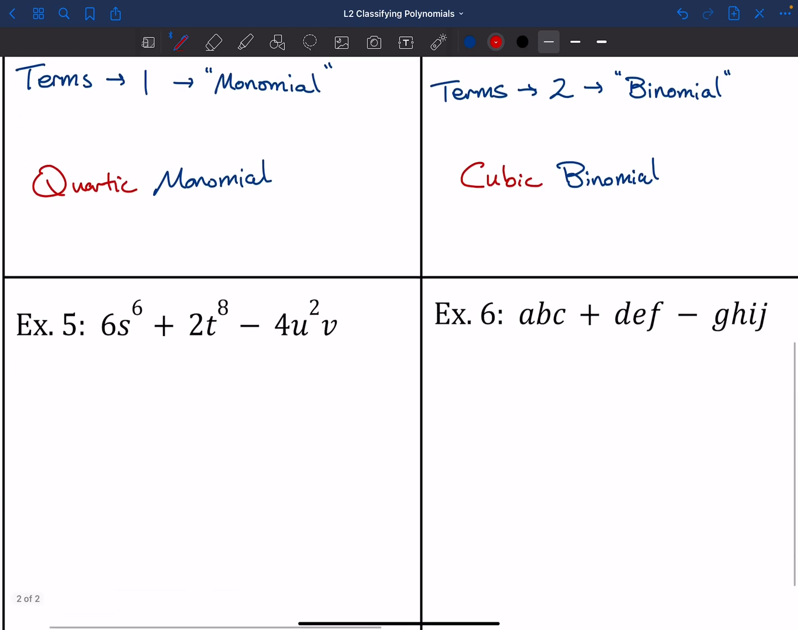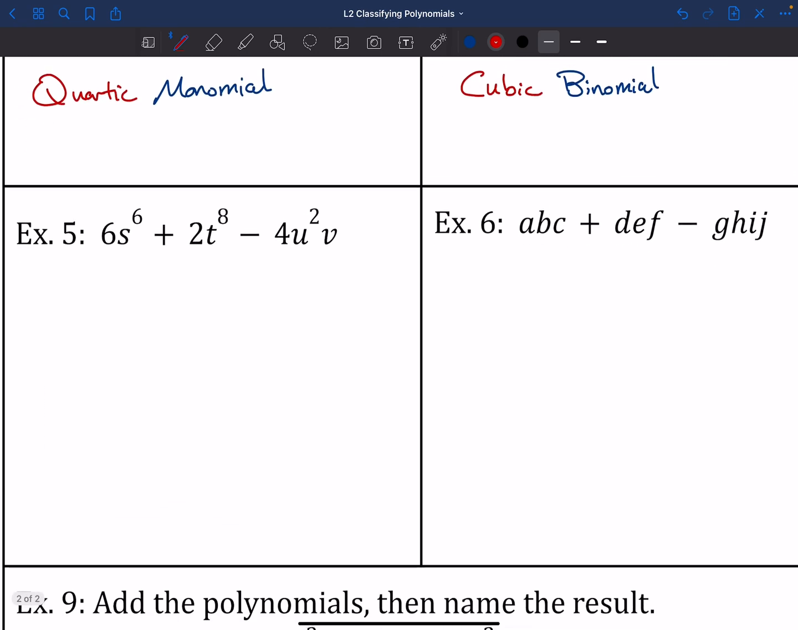Let's take a look at 5 and 6, and then I'm actually going to leave the rest to you. So for 5, right below it, first things first, I'm going to take a look at the degree. Take a second, see if you can figure out which one of those terms has the highest degree, and think about what it is.